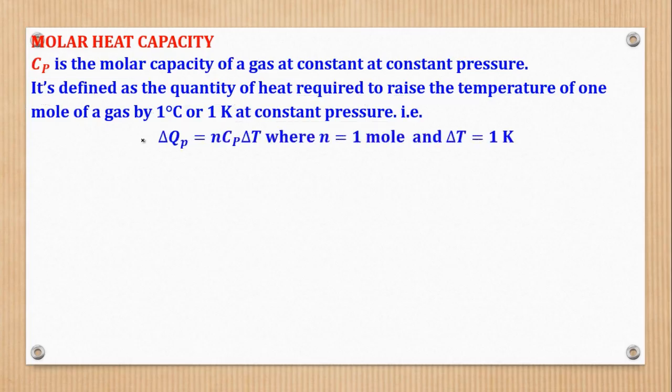That means that dQ at constant pressure is equal to n times Cp times change in temperature, where n is equal to 1 because they said 1 mole. Then change in temperature is 1 Kelvin because that's what they said. So each time you see constant pressure, just know this is the formula for dQ.